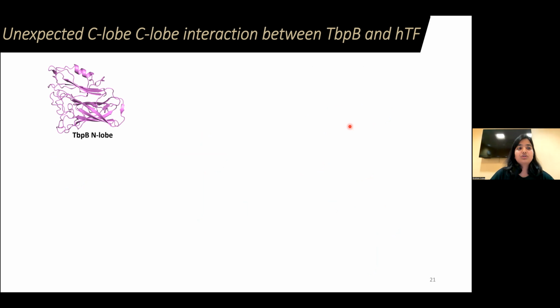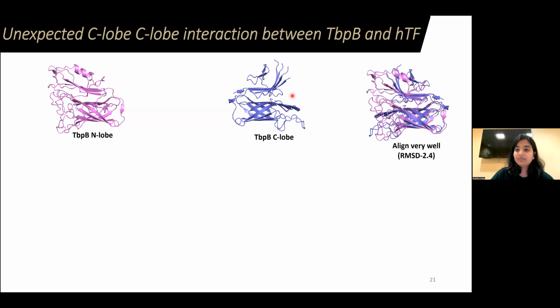So just to show you, I showed you with rough models. Now I will show you what's happening at the molecular level. If you see the TbpB N lobe, it looks like this, which has a barrel domain and a handle domain. And if you see TbpB C lobe, that also has a barrel domain and a handle domain. If you align them on each other, they align pretty well. The barrel domain is almost the same, and they only differ in their handle domain and some of the loops. So the handle domain is what gives them identity, whether it is TbpB N lobe or C lobe, grossly speaking.